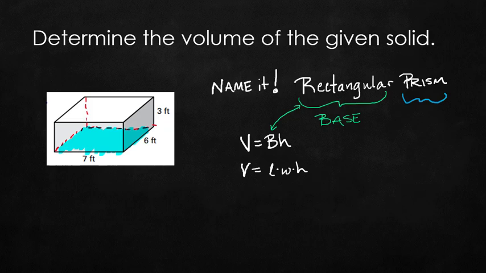The length and the width of our base are 6 by 7. So we have a 6 by 7 rectangle. And then the height is how tall it is. So we're going to do 6 times 7 times 3. And when you do that, you get 126 feet cubed.